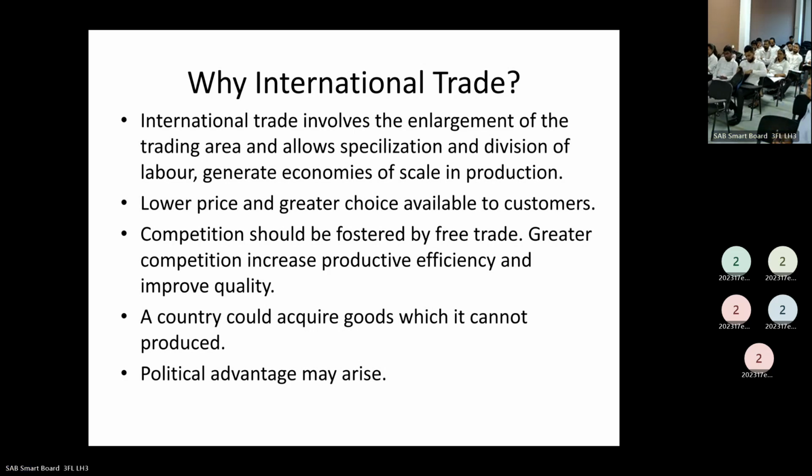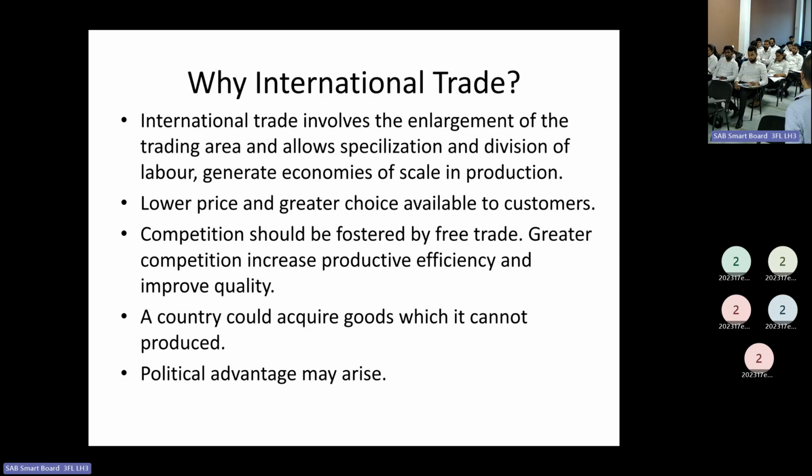Another thing is competition. If we open up and there is free trade, there is competition between the domestic industries and the imported goods. In the longer term, they will benefit through the competition, and that will improve the quality of the products and the production also.